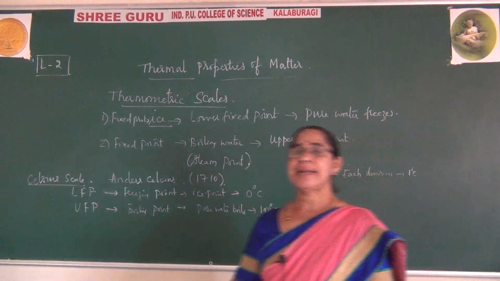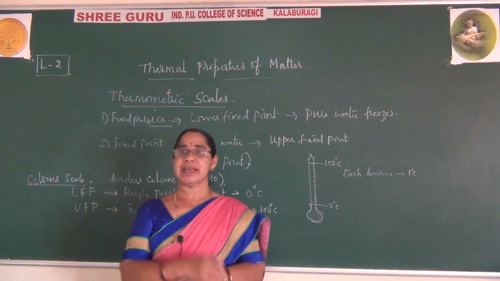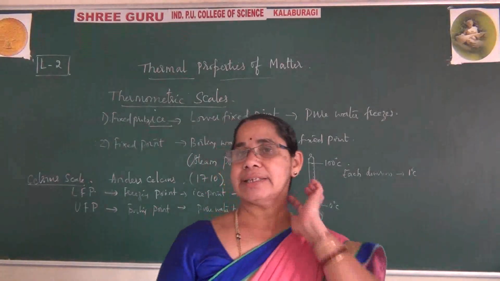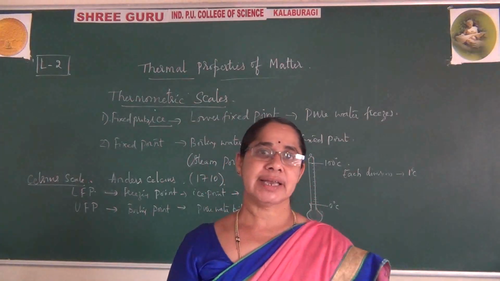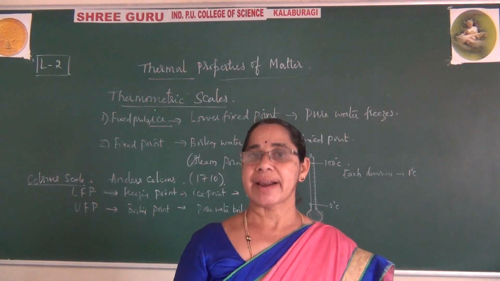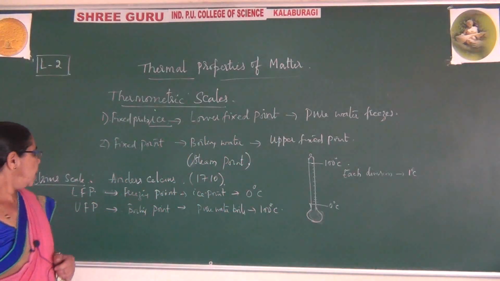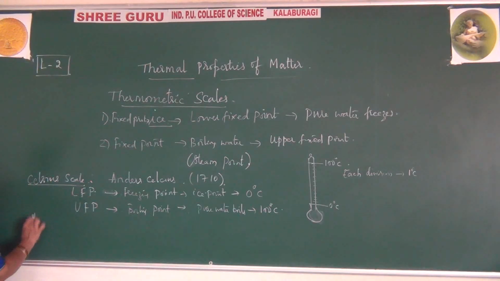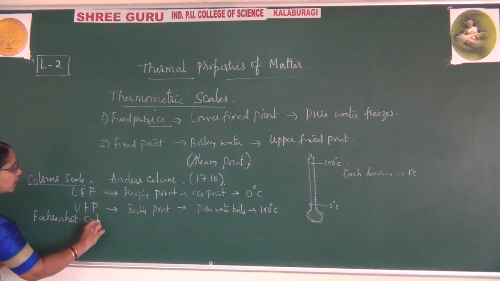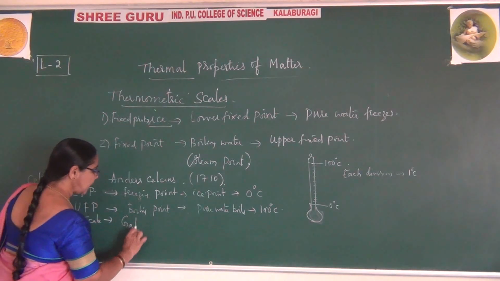After him, one more scientist by name Gabriel Fahrenheit designed one scale by using some alcohol in a container. He took that thermometer and explained the scale, and his name was given to that scale, the Fahrenheit scale. Okay, let me show you what it is. According to him, the Fahrenheit scale, where Gabriel Fahrenheit is his name.